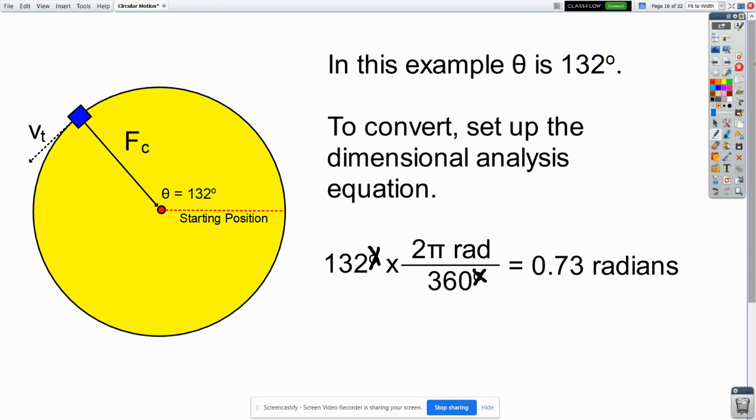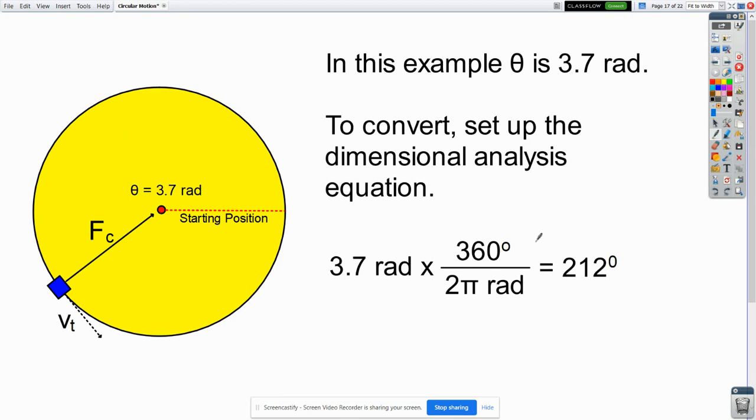Obviously, if I wanted to go from radians into degrees, I would have to set this equivalence up the other way around. Again, in this drawing, this angle here, between my starting position and my ending position, the object followed the circle all the way around to here. This angle is 3.7 radians. If I wanted to convert that into degrees, I would have to set that equivalence up the other way around. Again, the equivalence is 360 degrees equals 2 pi radians. I've got to put the radians on the bottom this time to get those radians to cancel out. And again, there's no 1, so I have to both multiply and divide.